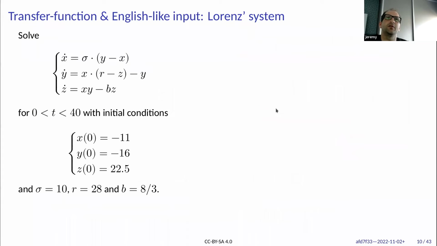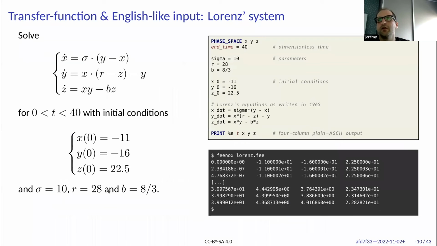So let us illustrate the transfer function and the English-like input. Say we want to solve the Lorenz system. This is not even a PDE, it's an ODE. So we have to solve this set of differential equations for this time range with these initial conditions and this set of parameters. Now we have an input file. We define a phase space, x, y, and z. We define the end time here. We define the set of parameters here. We define the initial conditions here. We define the equations to be solved. And then we ask FeenoX to print time, x, y, and z.